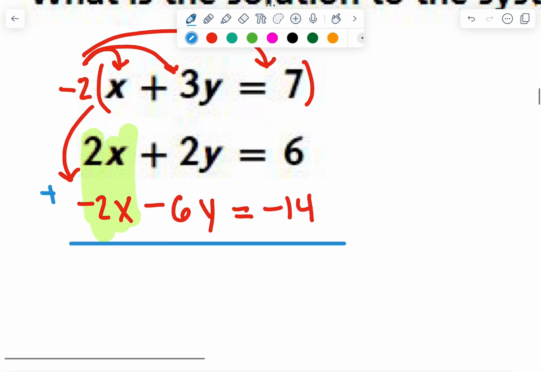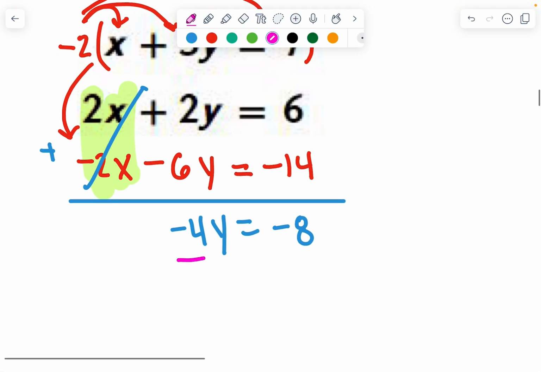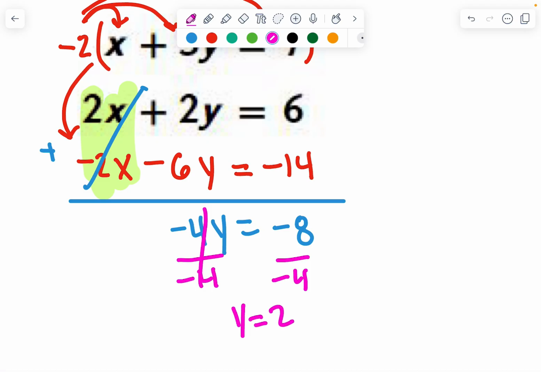All right, 6 minus 14 is going to be negative 8. 2y minus 6y is going to be negative 4y. And then our 2x's cancel. I'm going to go ahead and divide both sides by negative 4. So we have y equals 2.